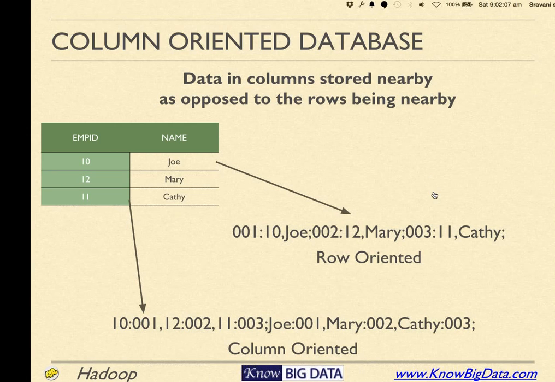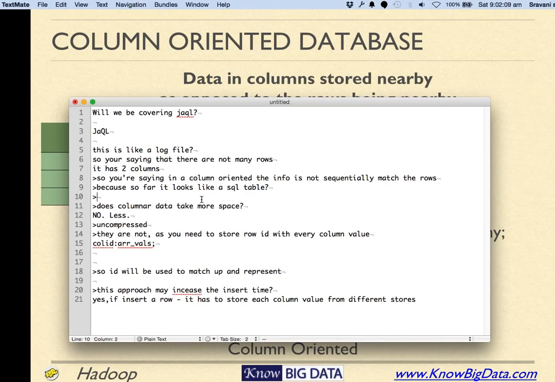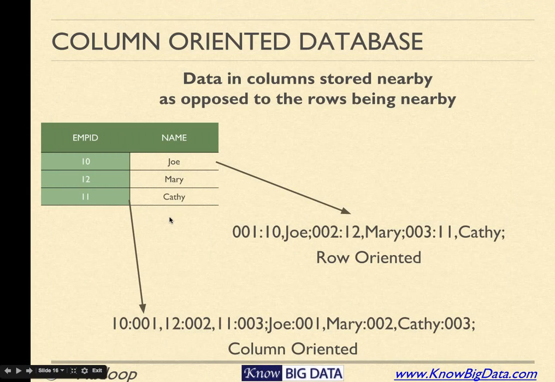So Matthew's question is, what is the difference between this and an SQL table? It is only from the user perspective that it is the same. If you look at the table, it looks exactly like an RDBMS. The difference is the way it is stored on the disk. In a column-oriented database, all the values in a column are stored together. And in a row-oriented database, the values in a row, like 10 Joe, will be together, 12 Mary will be together, 11 Kathy will be together.